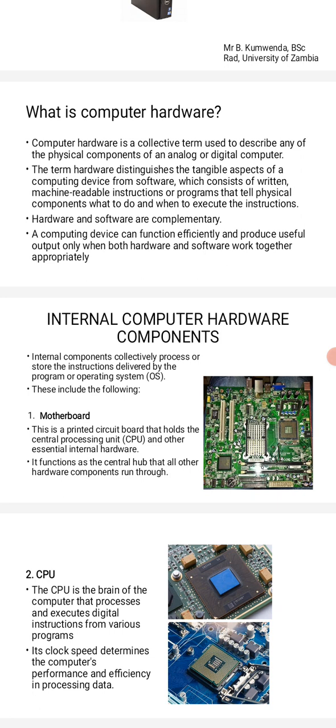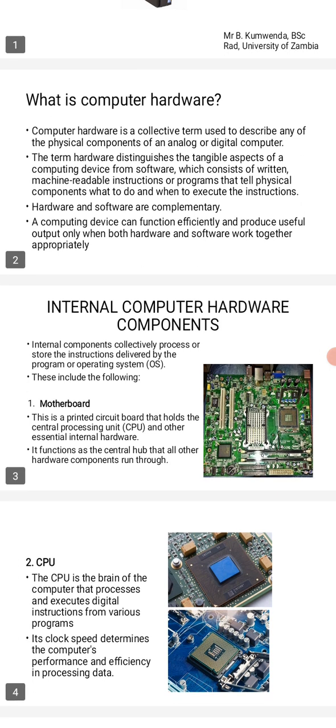So let's talk about the internal computer hardware system. These are the hardware systems that are found inside the computer. We say internal components collectively process or store the instruction delivered by the program or operating system. Like I said earlier, when you command your computer software, the hardware system inside the covers of the computer executes and processes that information which is commanded by the software.